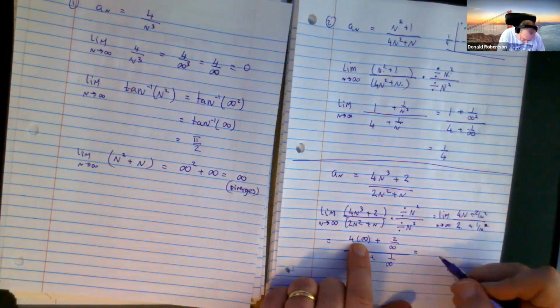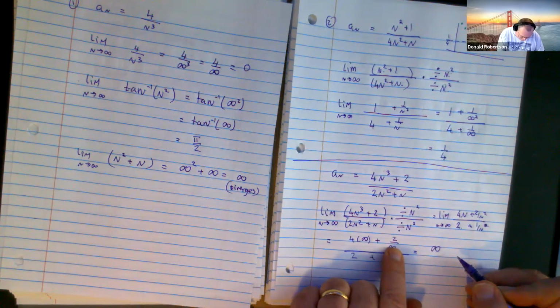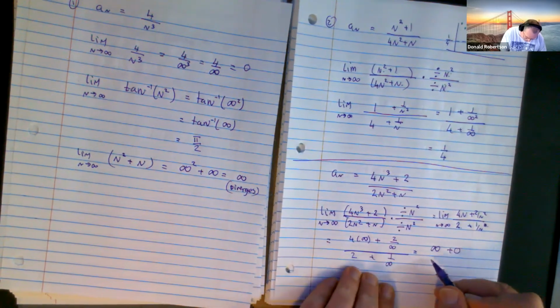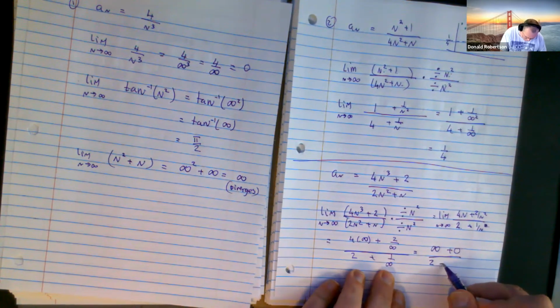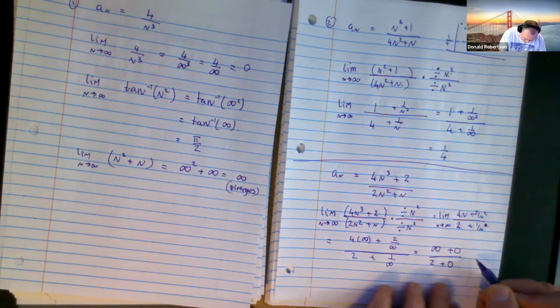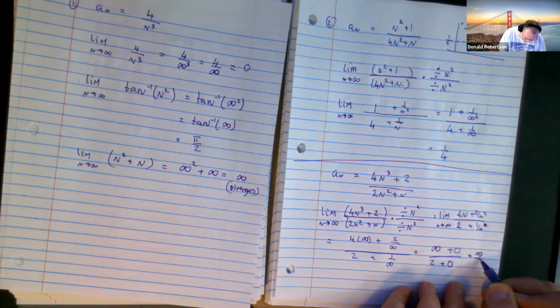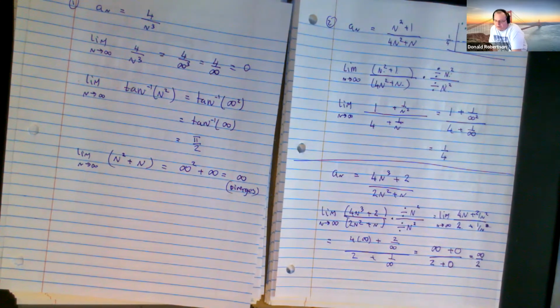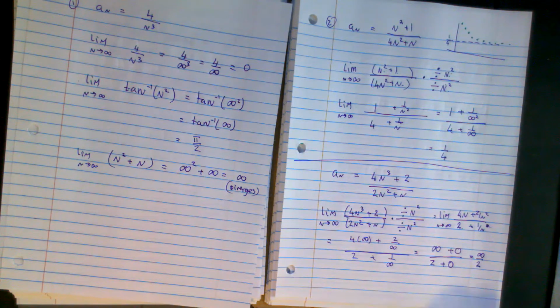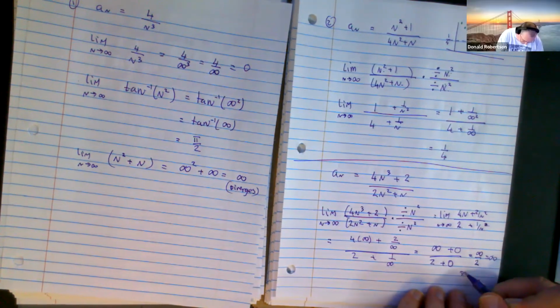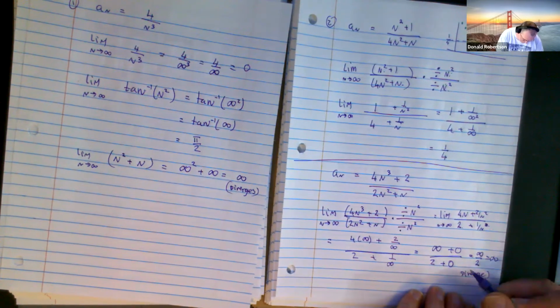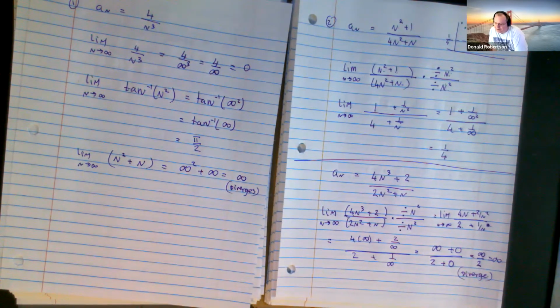4 times infinity is still infinitely large. 2 over infinity is 0. The number 2 is still the number 2, and 1 over infinity gets me 0. So I now have infinity being divided by 2. Okay, what is infinity if you divide it by 2? Still infinity. Right, so doesn't this one diverge? Agreed? If the limit's infinite, it diverges.